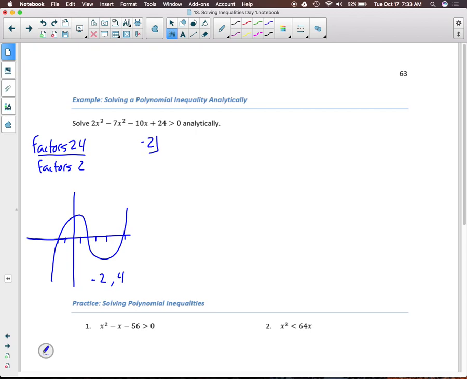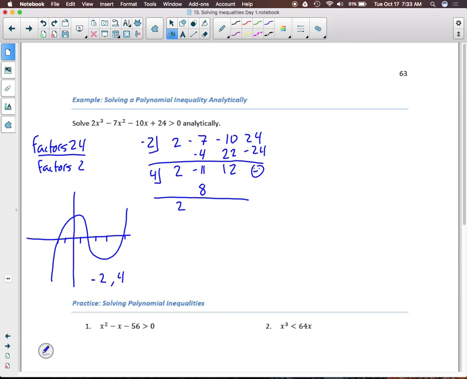So I'm putting my -2 up in the corner, and I'm going to do 2, -7, -10, 24. Bring this down, I got 2, -4, -11. Math, so tricky sometimes. 12, -24, and we get a 0, so we did it right. So I'm going to put 4 and just continue. That's going to give me 2, 8, what is this, -3, -12, and I get another 0. And so my last one right here, this is going to be x equals 3/2. So that's what this one is.